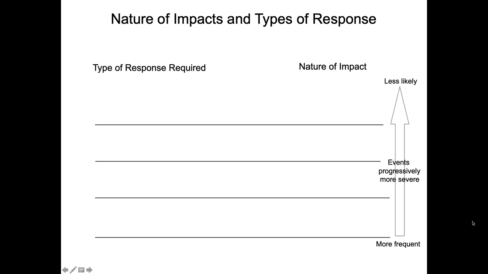Conversely, there can be much less likely events, and they're likely to be the more significant events. So the frequent ones are likely to be not very severe, and the less likely ones may be minor, but the more major ones, such as earthquakes, volcanic eruptions. So clearly we need a different response system for these events than we do for these events.